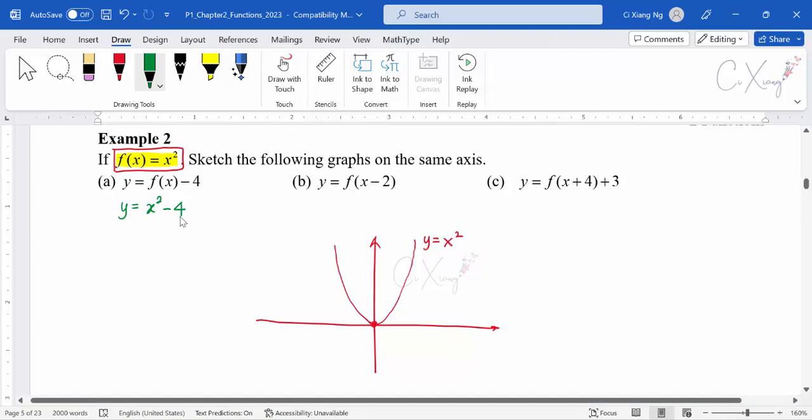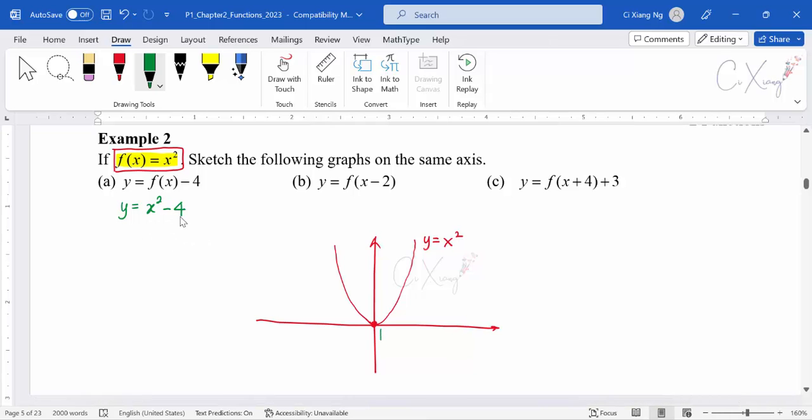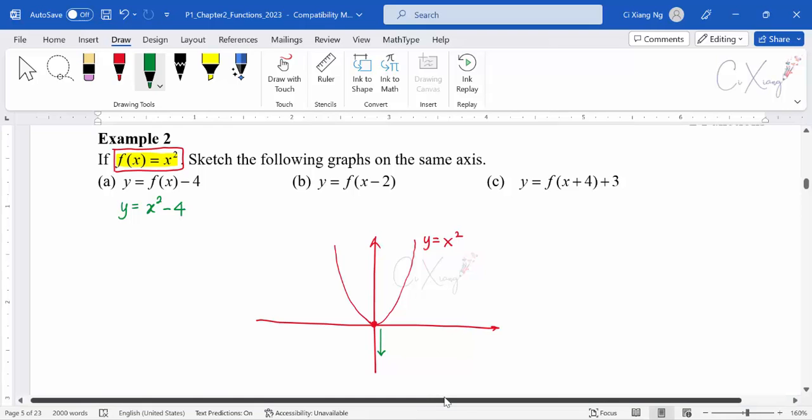And since we have the value negative 4, that means that we are moving the whole graph 4 units downwards. If you move it 4 units downwards, the original point here is (0, 0). So if you move it 4 units downward, then the y coordinate will become negative 4. So I can have a graph like this. I know that I'm going to move my whole graph 4 units downwards. I think it is better if I try to copy.